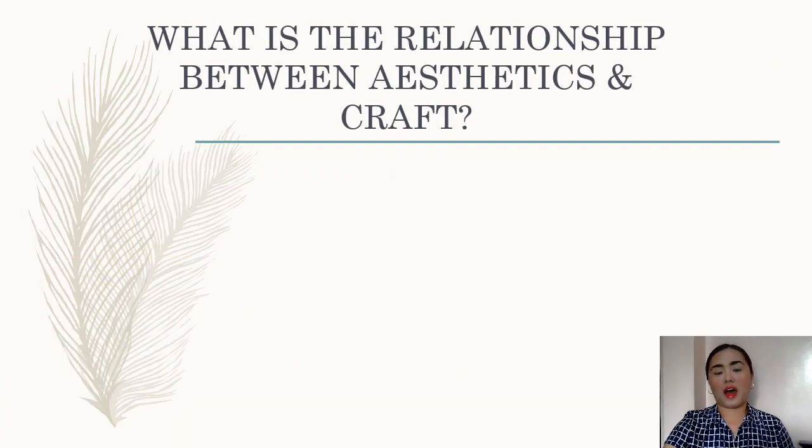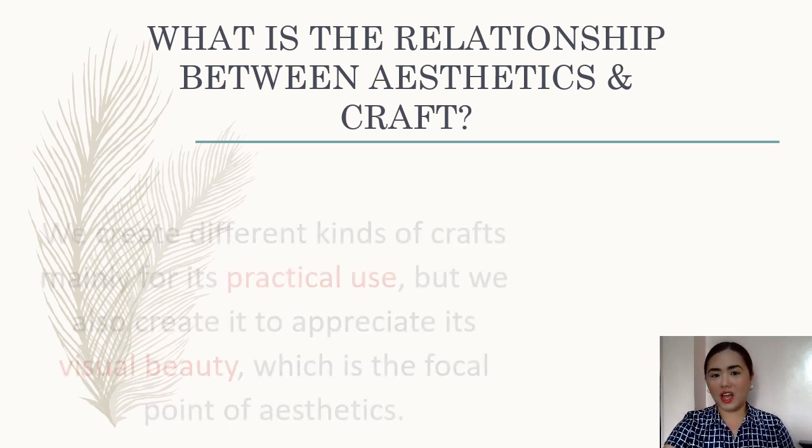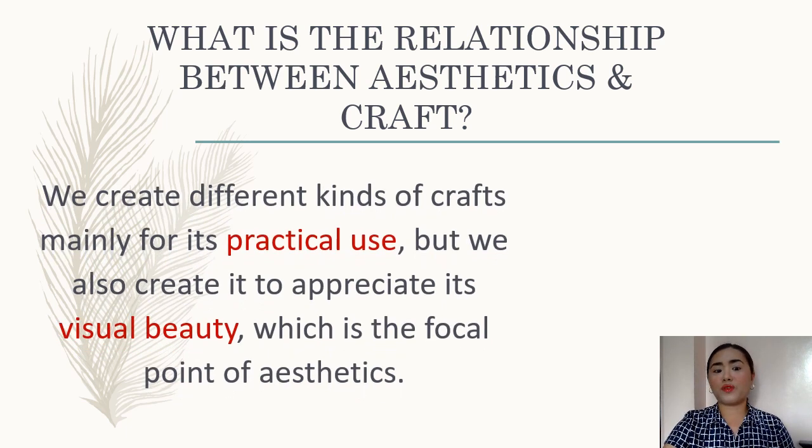Now that we have defined the term aesthetics and crafts, what then is the relationship between aesthetics and craft? We create different kinds of crafts, mainly for its practical use. For example, the art of creating furnitures. We create chairs because we need something to sit on, so mainly for its practical use. But we also create it to appreciate its visual beauty, which is the focal point of aesthetics.